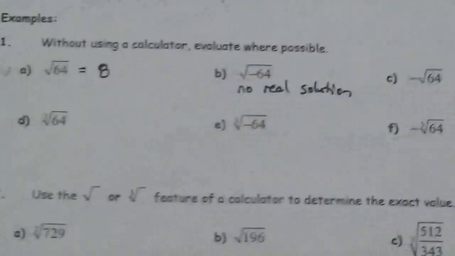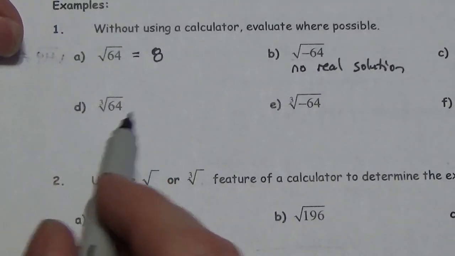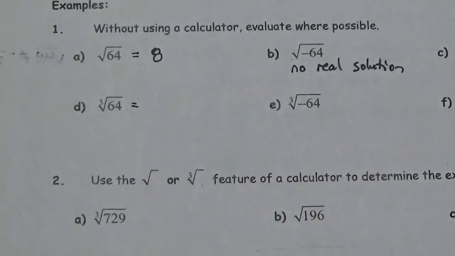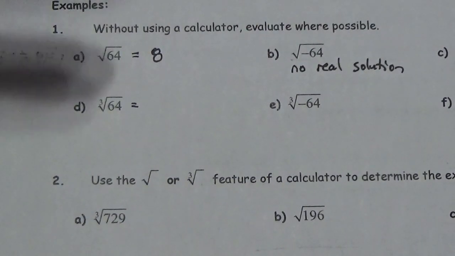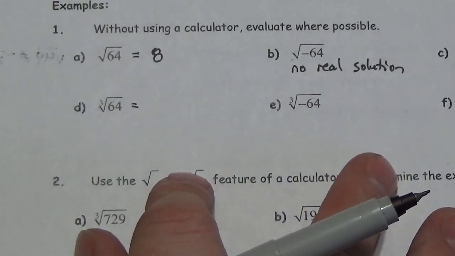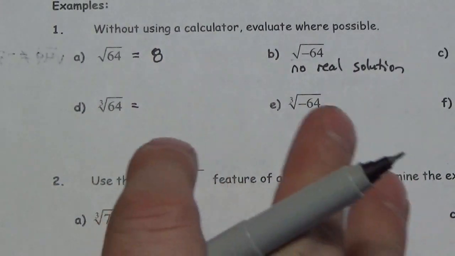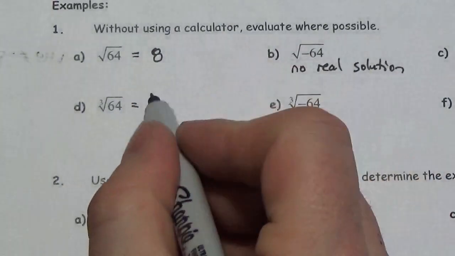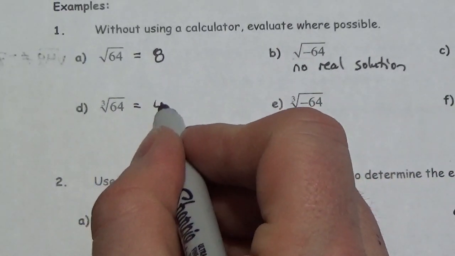Okay? Now, over here, the cube root of 64. This is probably a lot less obvious for a lot of people. Cube root, so I'm looking at a number that comes up as a factor 3 times. 2 times 2 times 2 is 8. 3 times 3 times 3 is 27. 4 times 4 is 16, times 4, there's my 64. So the cube root of 64 is 4.